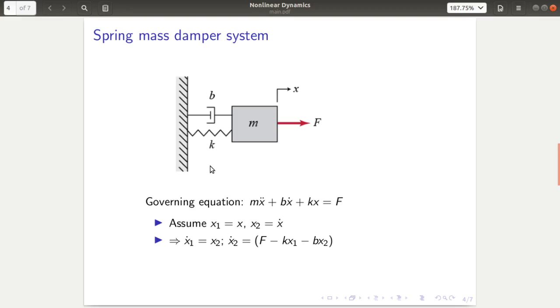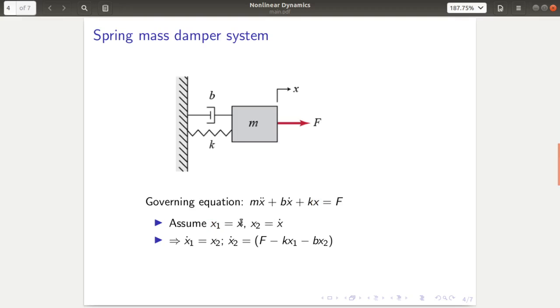The answer is that it is a dynamical system, and we can represent it in that manner if we do a little manipulation on this equation. So what is that? I'm going to assume a few things. The first thing is I'm going to assume x is equal to x1, and x dot is equal to x2. I'm going to impose these two assumptions in this equation in the following manner. Instead of x double dot, I'm going to put x2 dot, and instead of x dot, I'm going to put x2, and instead of x, I'm going to put x1, right?